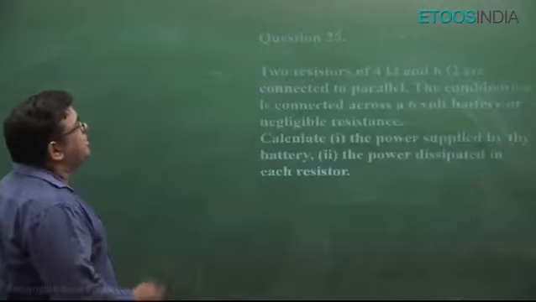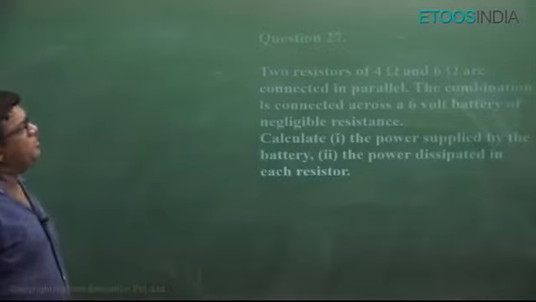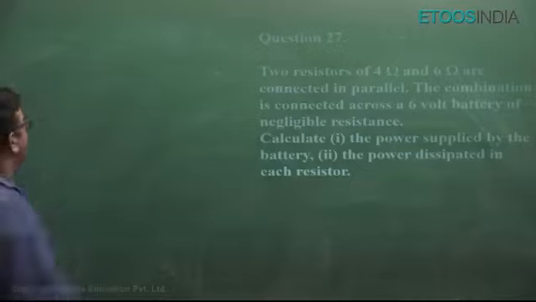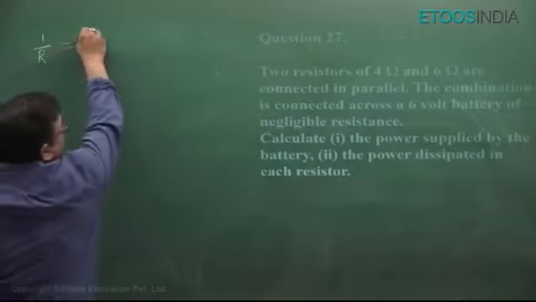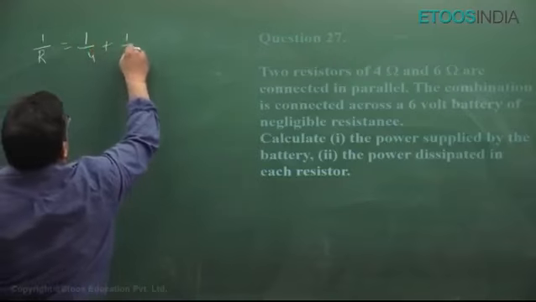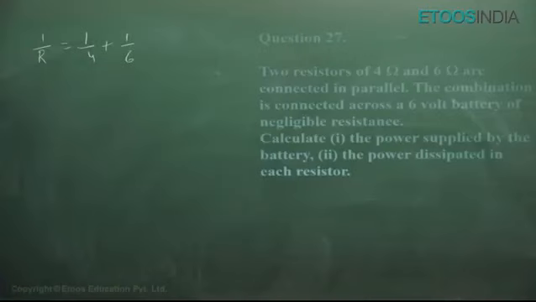So let's move on to the next question. Let's see what it says. Two resistors of 4 ohm and 6 ohm are connected in parallel. We know that when they are connected in parallel, the total resistance is given by 1 upon R equals 1 upon 4 plus 1 upon 6. So for this, the LCM will be calculated.